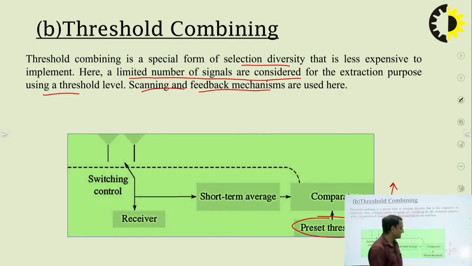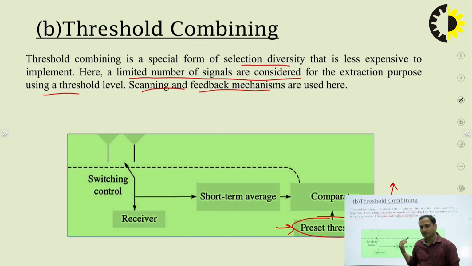So the scanner scans the signals, selects them, and compares them with the preset threshold value. After selecting the particular branch through which the largest SNR value is achieved, it will be received at the receiver side and processed accordingly. But after selection of the signal which has an SNR value above 2 dB, scanning will occur again.